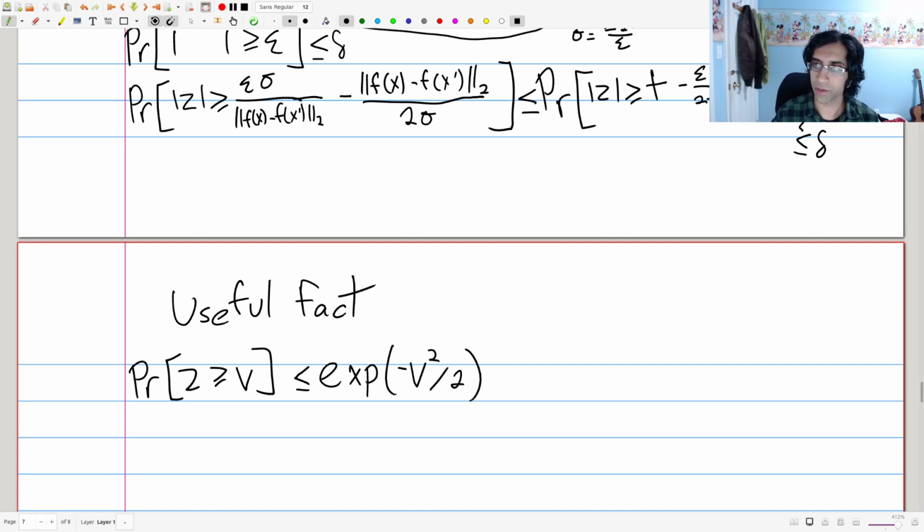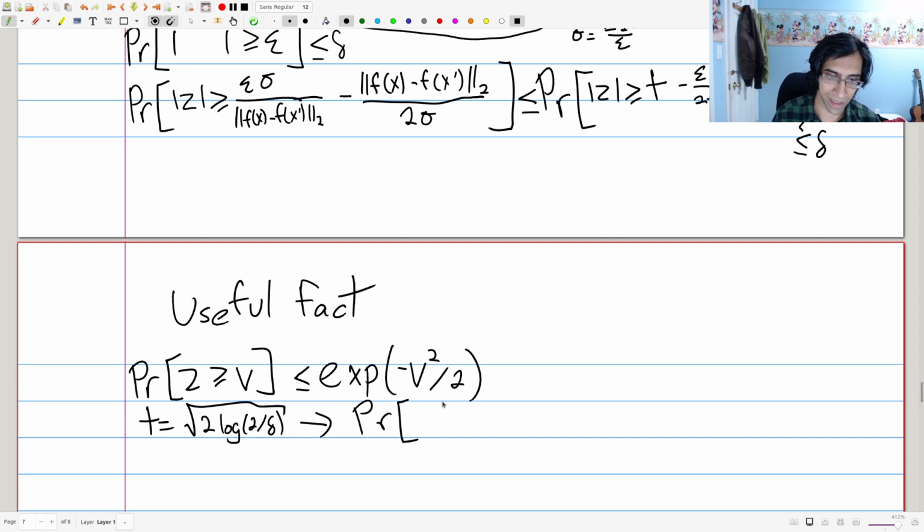Now, by applying this here, all we have to do is substitute in the value. So if we substitute in t equals, say, square root of 2 log 2 over delta, this implies that the probability that the absolute value of z is greater than or equal to t is less than or equal to delta, which is exactly what we wanted.